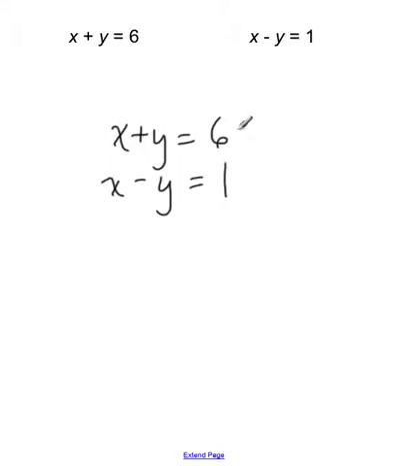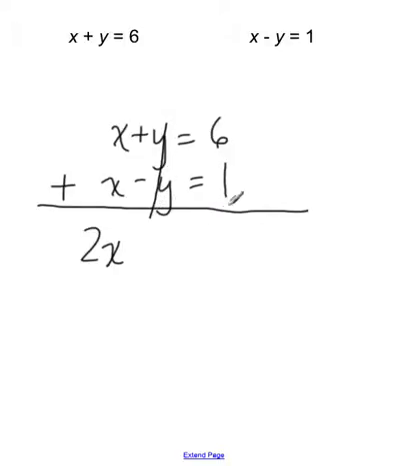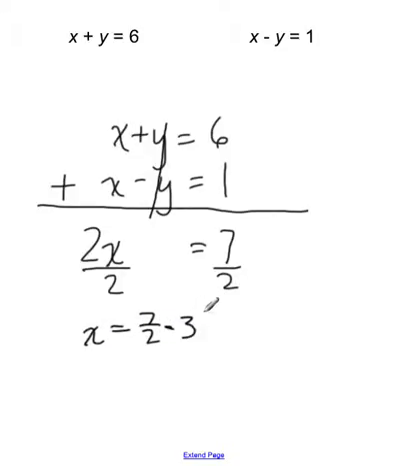And my goal is to eliminate, that's the name of the method, one of these variables. So what I'm going to do is add the two equations together and see what happens. x plus x gives me 2x. y plus -y cancels or eliminates. And 6 plus 1 gives me 7. The equals will just transfer straight down. Now I'm going to get x by itself, which is just solve for x, and I'm going to divide by 2, and I get x equals 7/2, which is the same as 3.5.